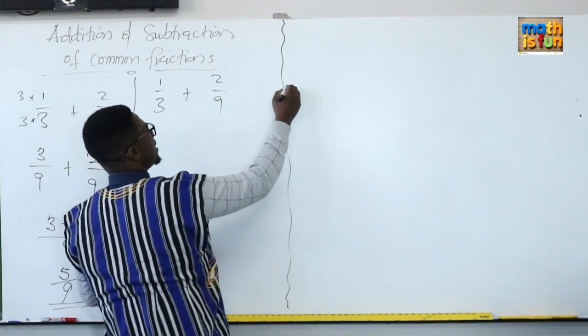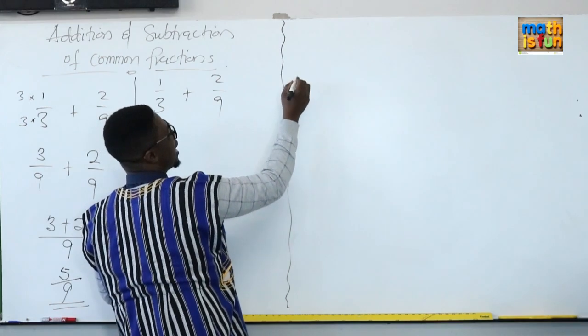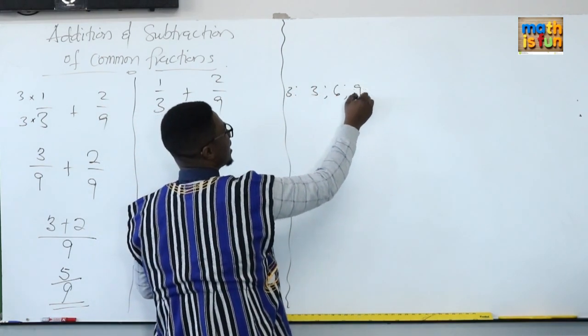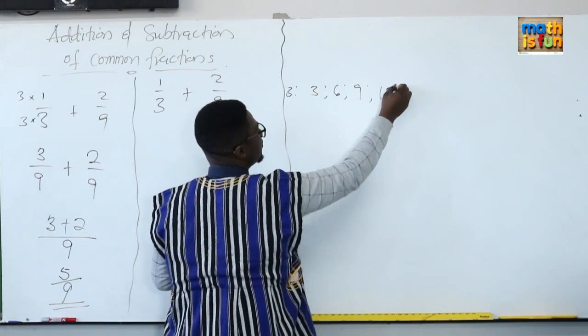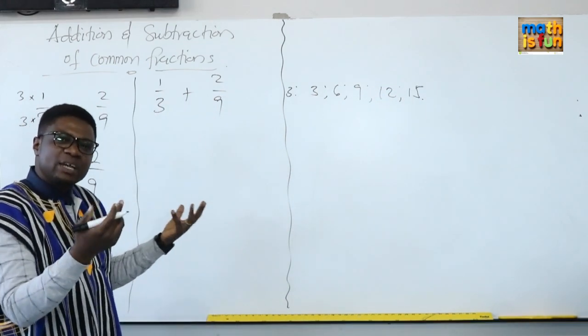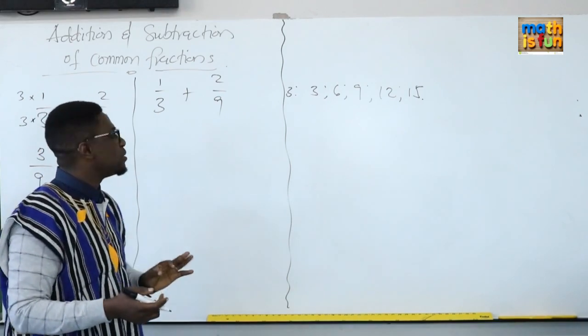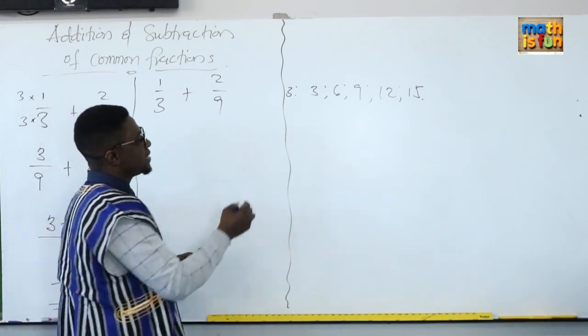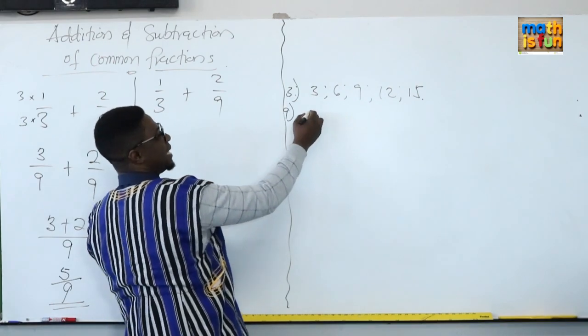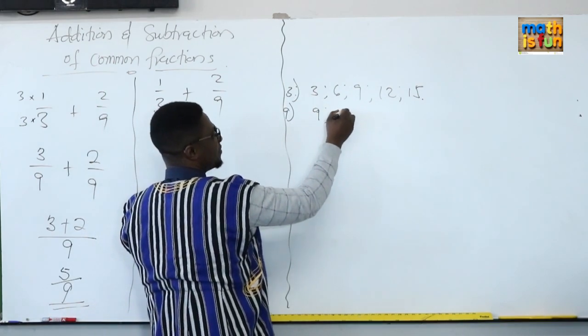3. So I'll come here and say that multiples of 3 are, I have 3, 6, 9, 12, 15. Let me pause it there for now. Maybe I'll get a common multiple as early as possible. Then I come to multiples of the number 9. Multiples of the number 9, I have 9, I have 18.